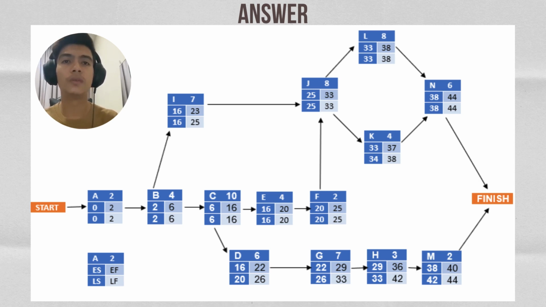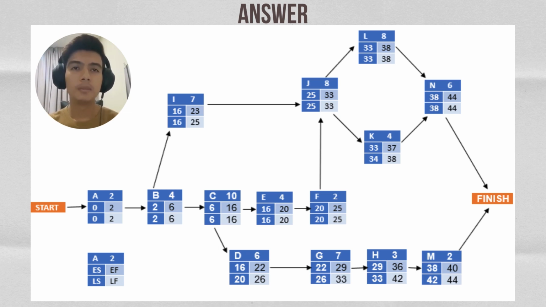Next, to find the late start and late finish, we must put the late finish of columns N and M as 44 because the critical path is 44. So for both columns we do the minus operation with the number already given, as shown in the network diagram.